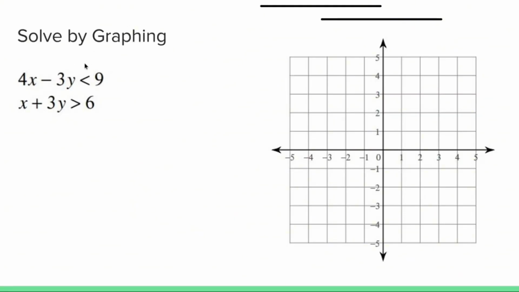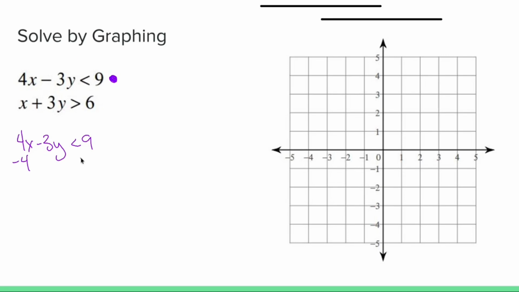We have a system of inequalities, and our job is to solve it by graphing. Neither of these are solved for y, so that's going to be the first thing that I do. So let me take the first one and solve that in purple. So I have 4x minus 3y is less than 9.